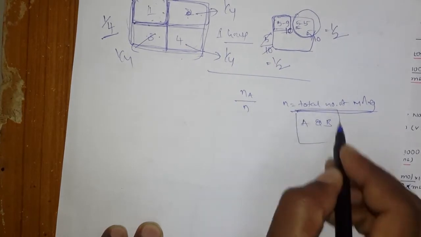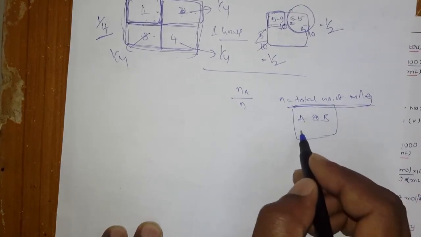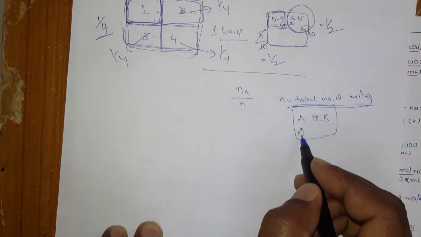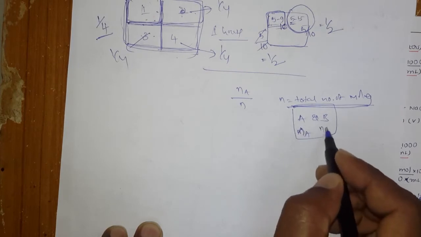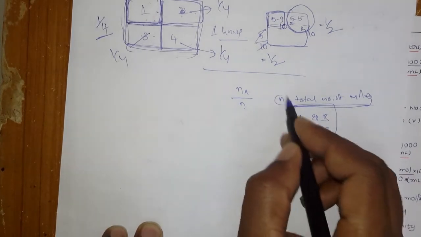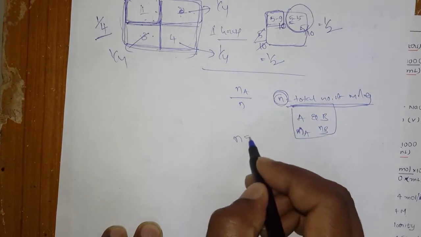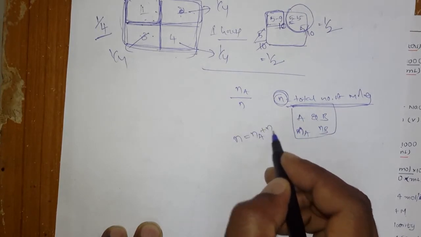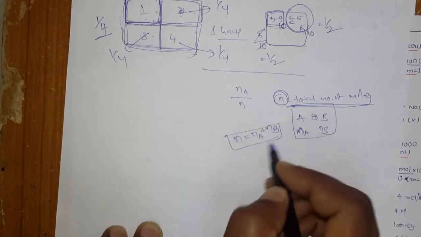In this solution there are A and B only, and the corresponding numbers of moles are Na and Nb. So obviously the total N is nothing but Na plus Nb.